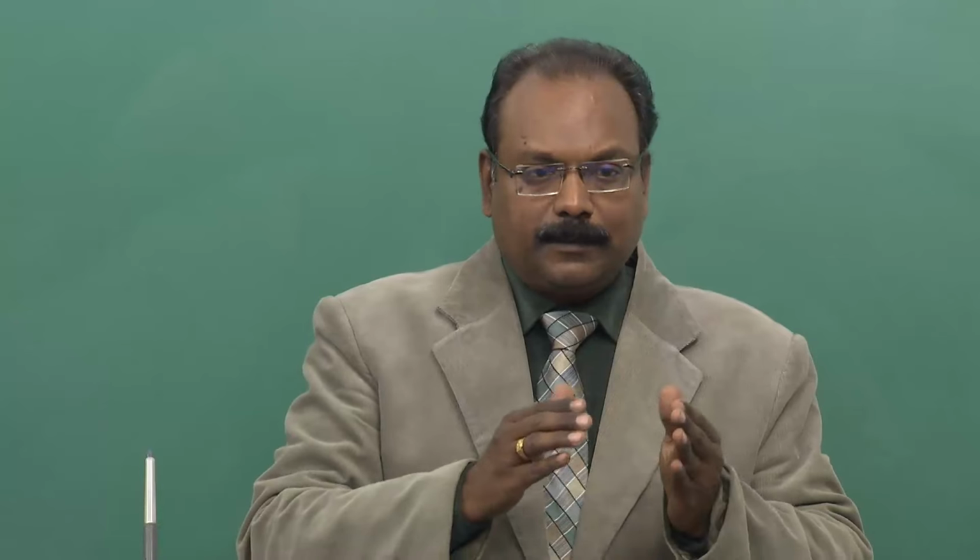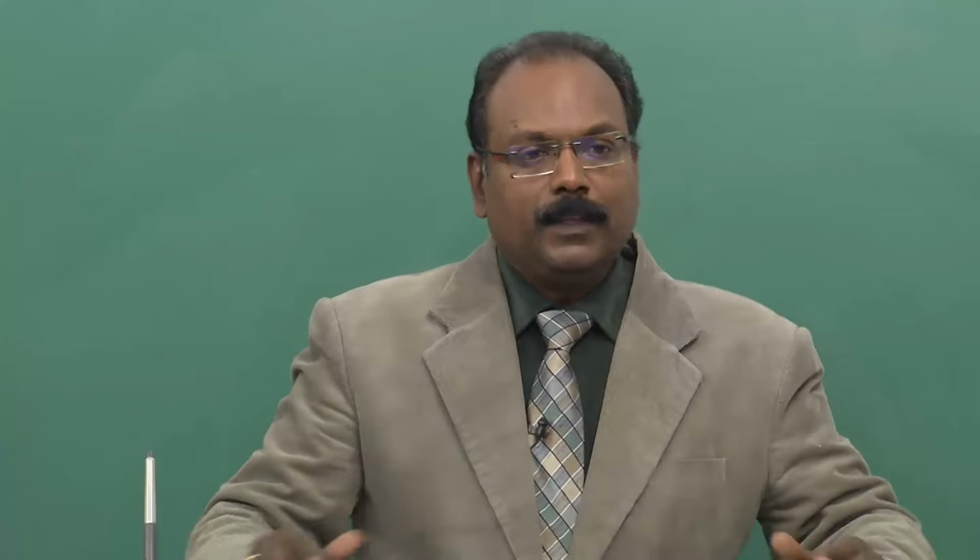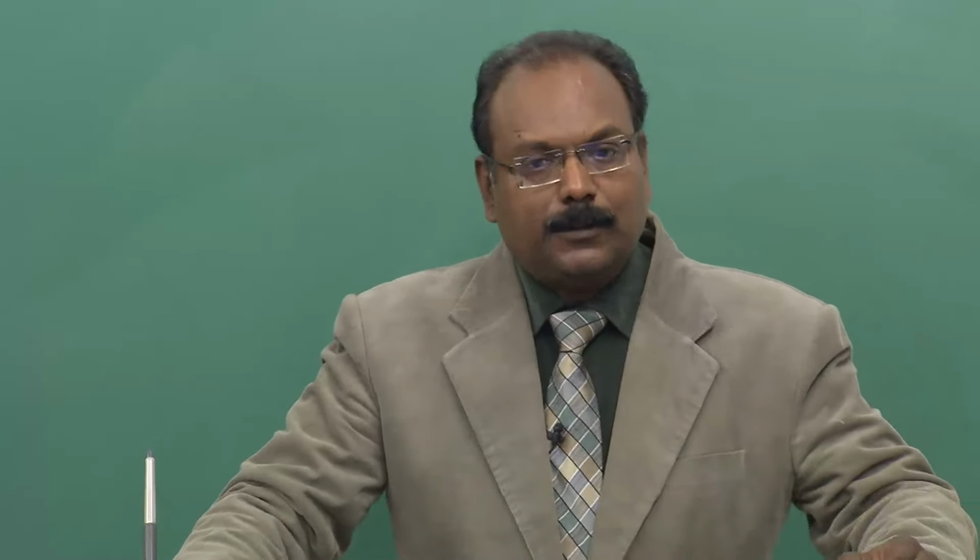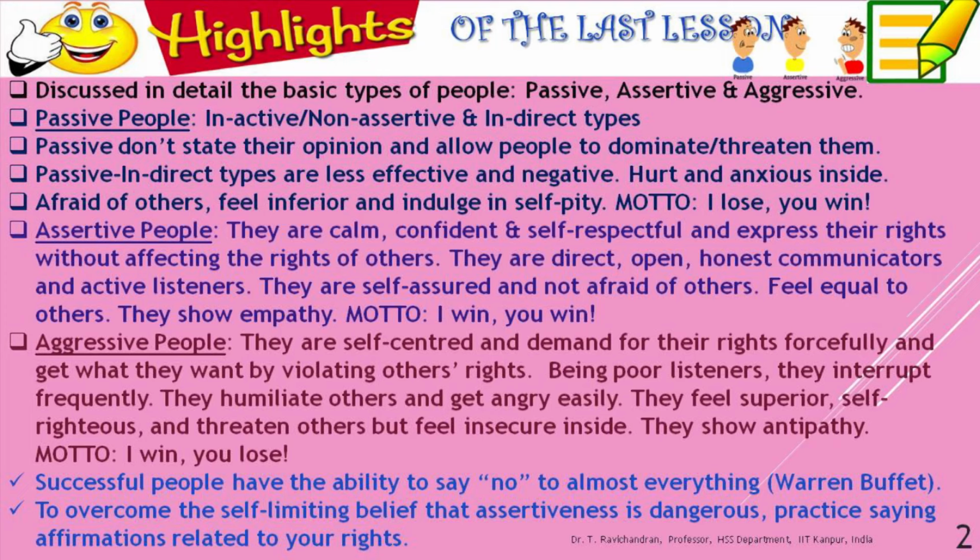Now, let me quickly sum up what I discussed with you in terms of passive, assertive and aggressive people. I made tabular columns to distinguish the traits, but now let us look at them individually. The passive people do not state their opinion, they do not speak up and allow people to dominate and threaten them. The passive indirect types are less effective, but more on the negative side. All the passive types are generally hurt and anxious inside. They are afraid of others and always indulge in self pity. The general motto of passive people is I lose, you win. The fact that I lose hurts me, makes me anxious, but I will let you win.